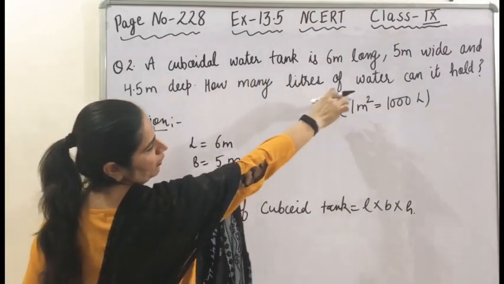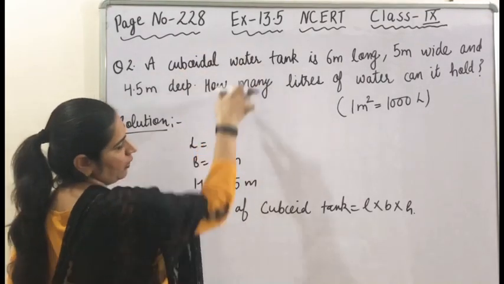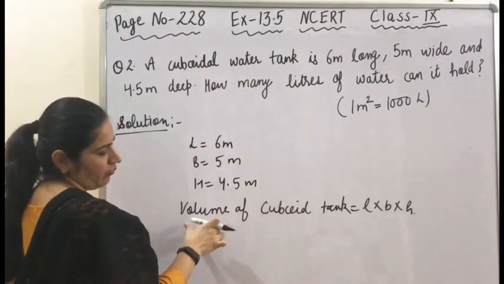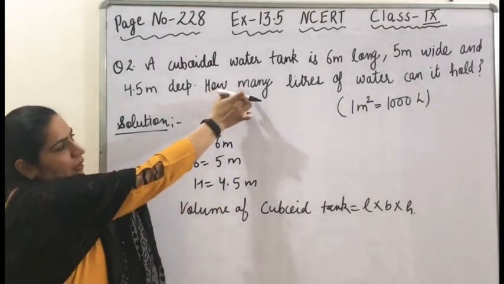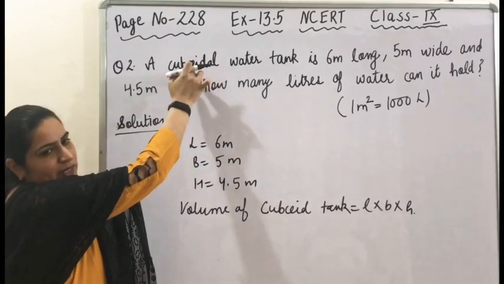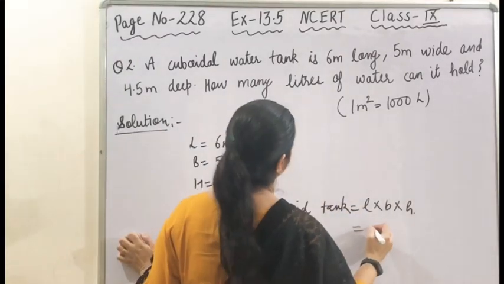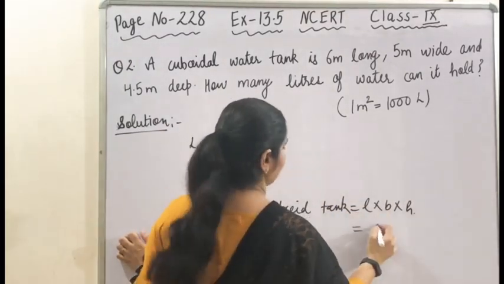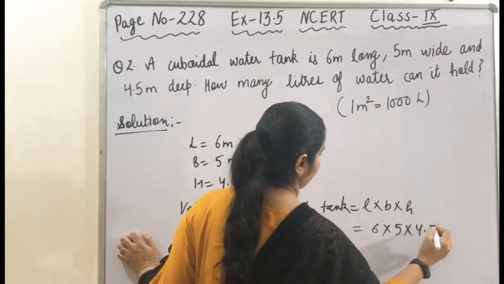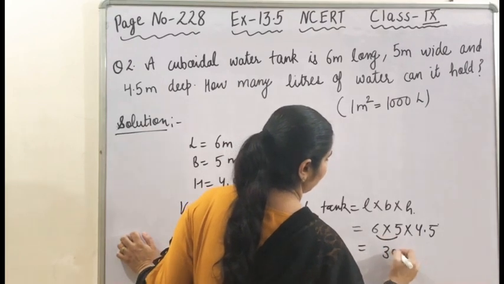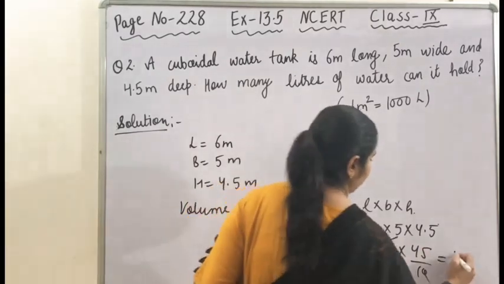Okay, in the second question, a cuboidal water tank with the given dimensions, we have to find out how many liters of water it can hold. We have to find the capacity of the cuboidal water tank whose dimensions are given. Either we can use capacity or volume. Here I am saying capacity because it can hold some water inside it, and the volume of the cuboid is L into B into H, where L is given as 6, breadth is 5 and height is 4.5. 6 5s are 30 into 4.5, which is equal to 135.